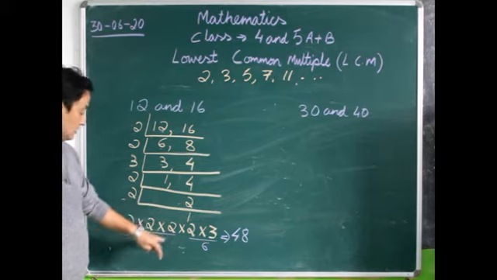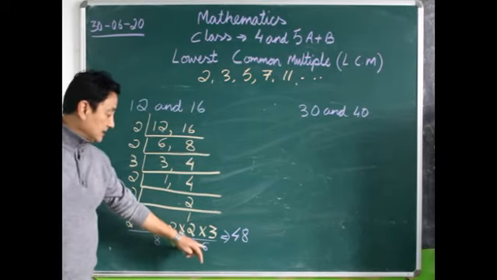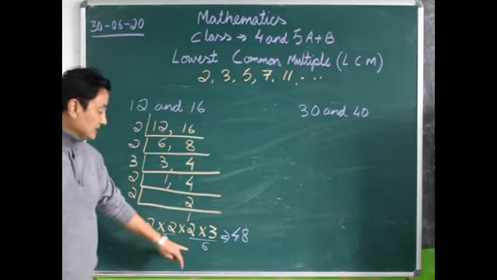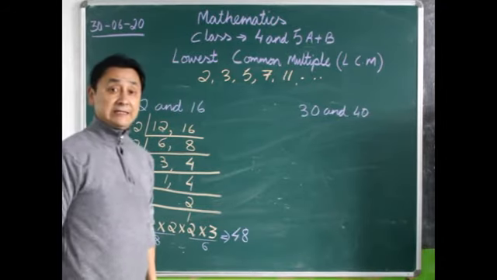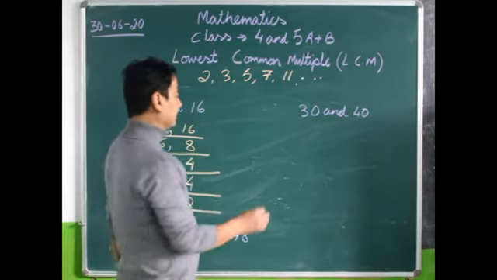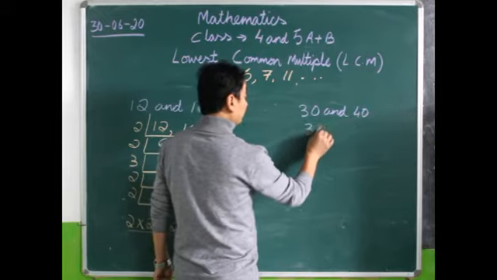Again, 2 2s are 4, 4 2s are 8. 2 3s are 6. Then you multiply these two: 8 6s are 48. Now let me show you about 30 and 40 an easy way. It's like magic.